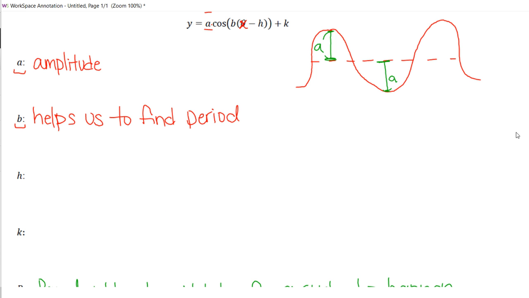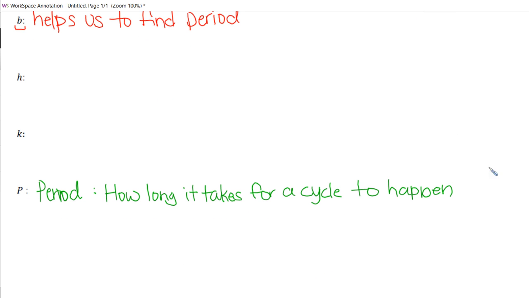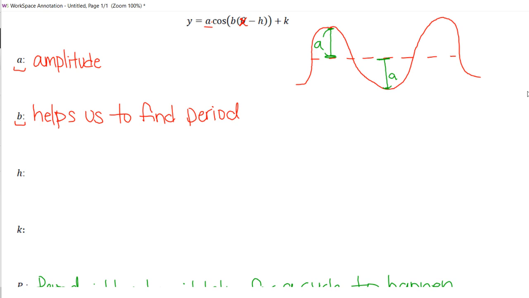Now, I say that b helps us to find our period because we only have one formula that we have to remember. The formula for our period for sine and cosine functions is 2 pi over b. So if you do this operation, period equals 2 pi over b, that gives us the actual numeric value of our period.